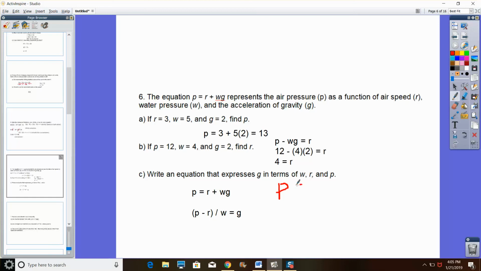I'm just going to write that out because I know that my students have some difficulty with literal equations, so I want to show you what's going on here. If you subtract R from both sides, P minus R would equal WG, and then you'd have to divide by W because you're trying to isolate the G. So P minus R, all over W, is how you would express that, and that would equal G. Of course, you can put the G on the left side as well, but it is what it is.